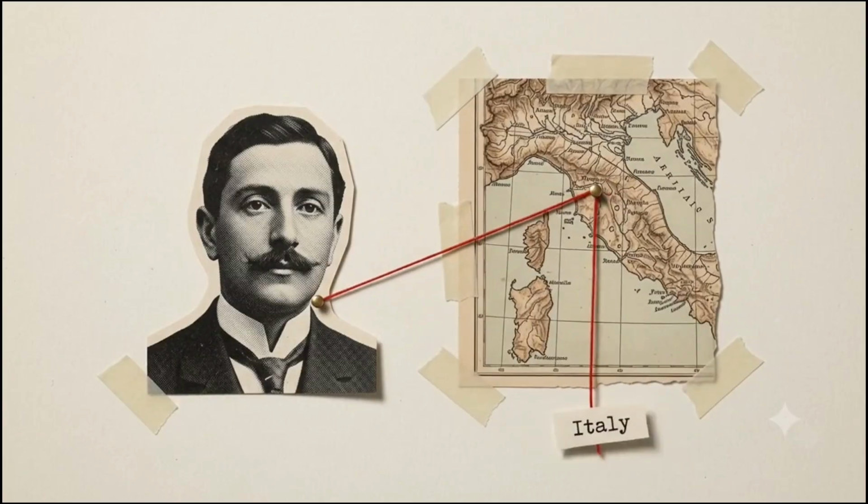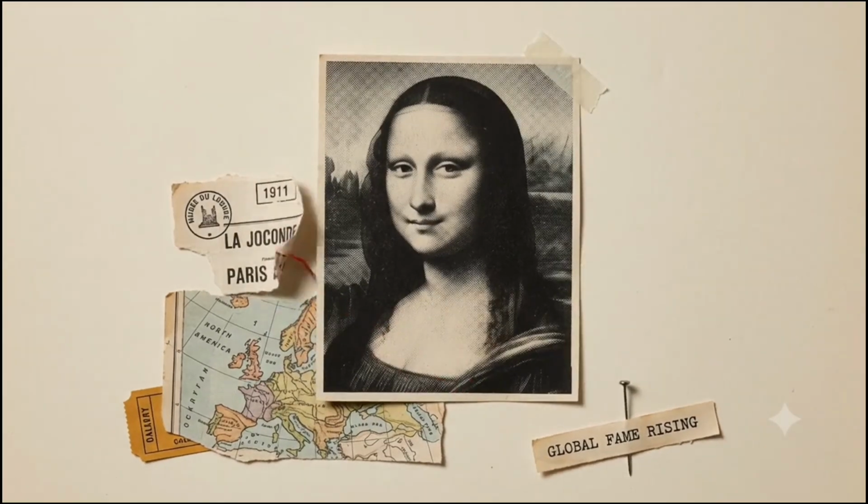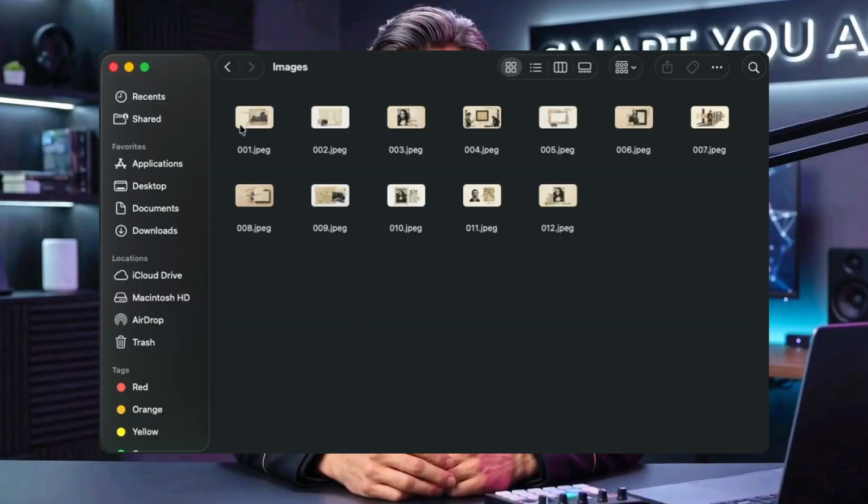Peruggia claimed he believed the artwork belonged in Italy. What is certain is that the theft transformed the Mona Lisa from a celebrated masterpiece into the most famous painting in the world. Everything you just watched started as a set of still images.